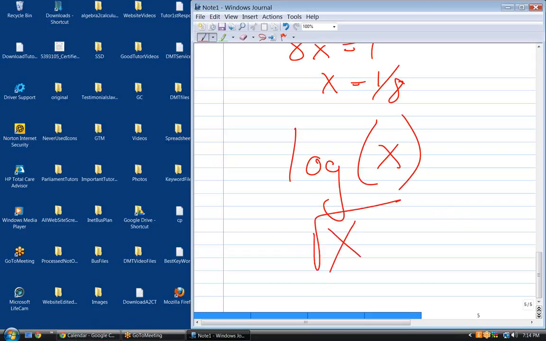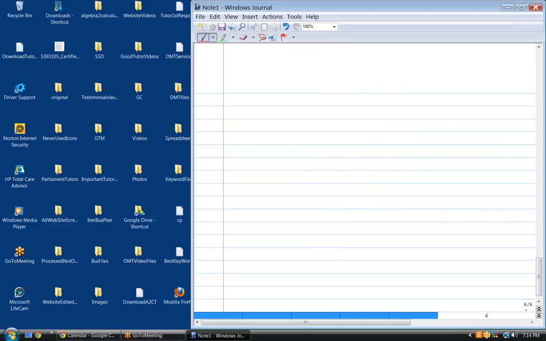The square root function, x has to be greater than or equal to 0. In the log function, x has to be greater than 0. Okay? What else?